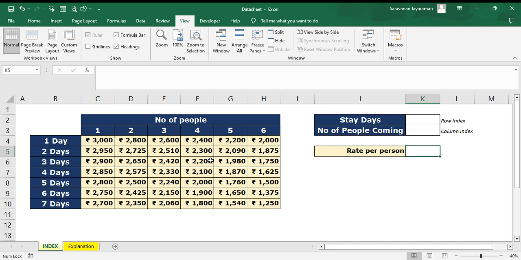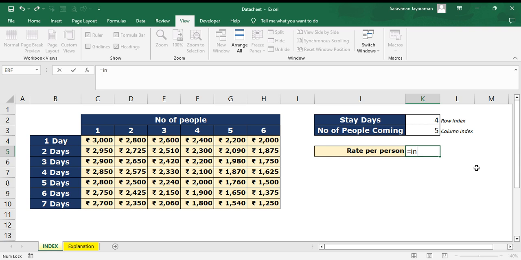Now we need to find what would be the rate if we are staying for n number of days for n number of people. Let's say there are four people coming for 4 days, for five people. So what would be the rate per person per day? Let's see how the function works. So we'll see this in INDEX.